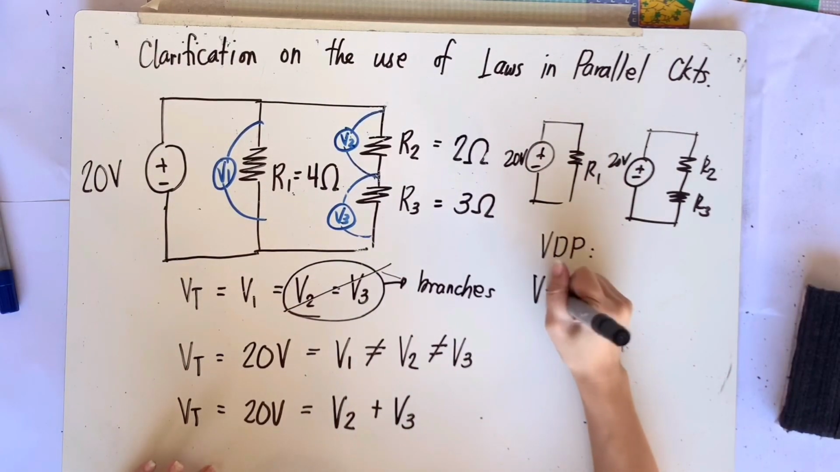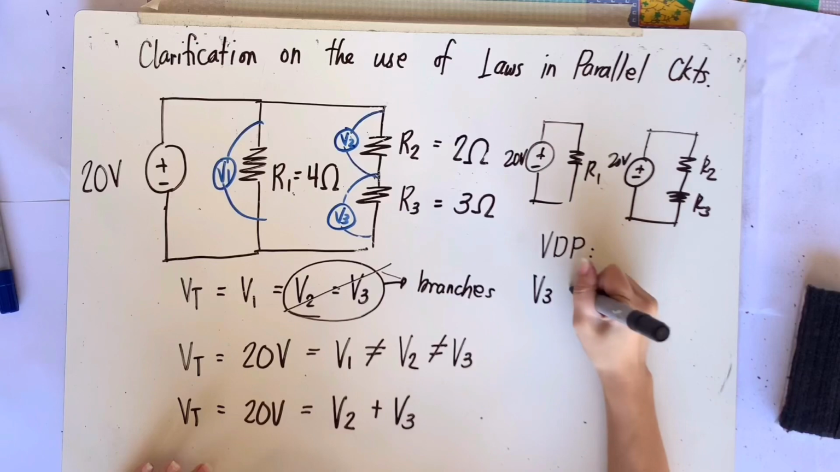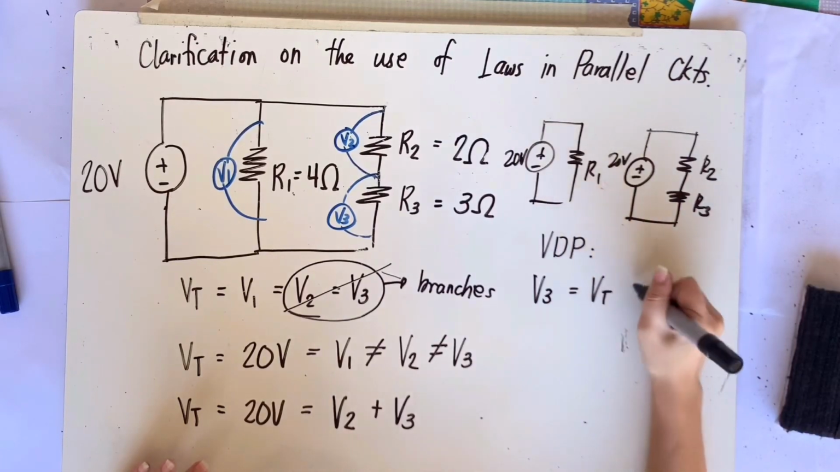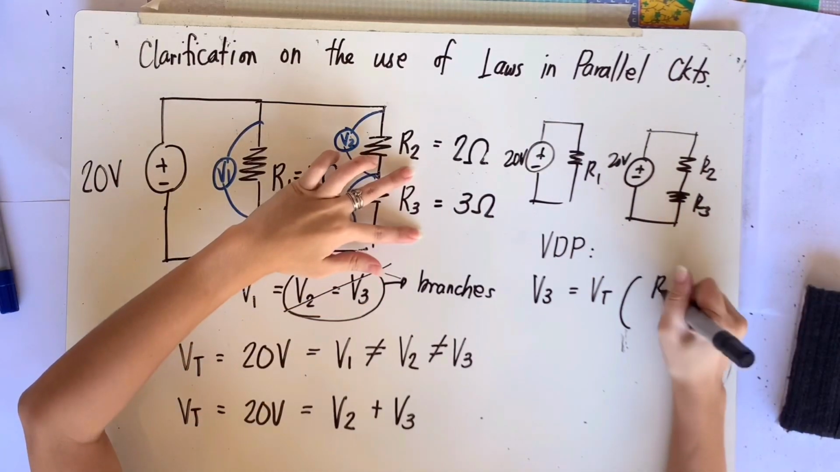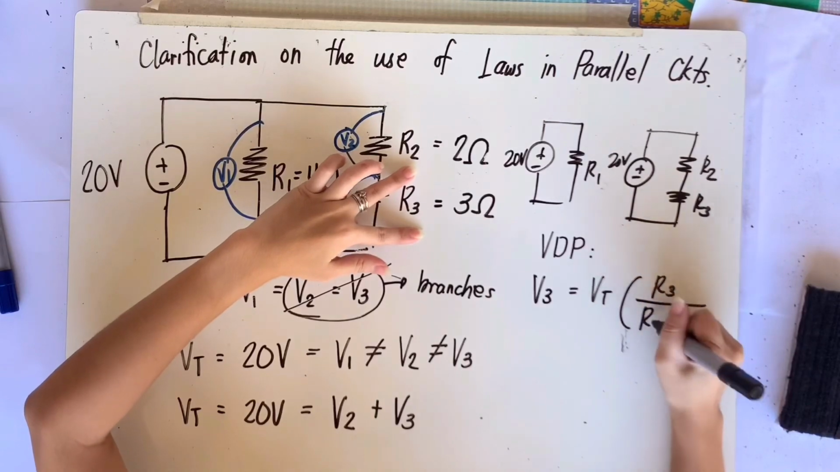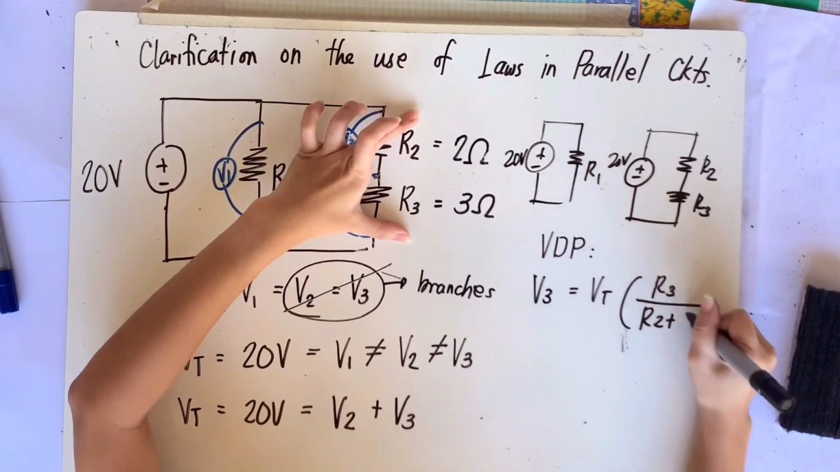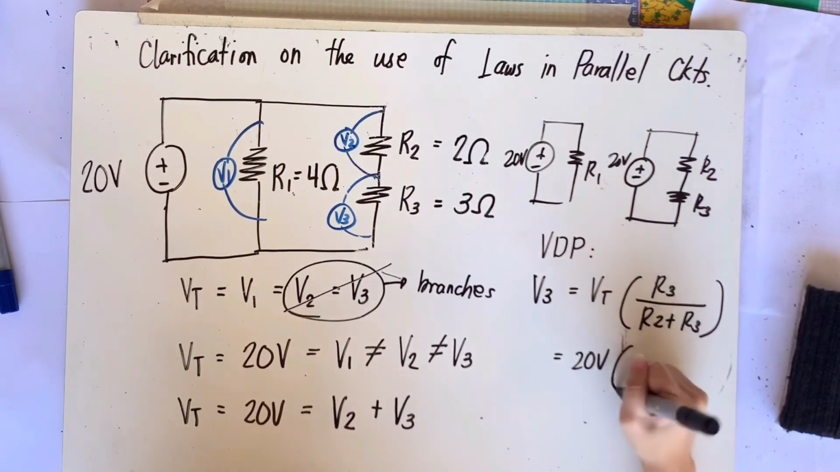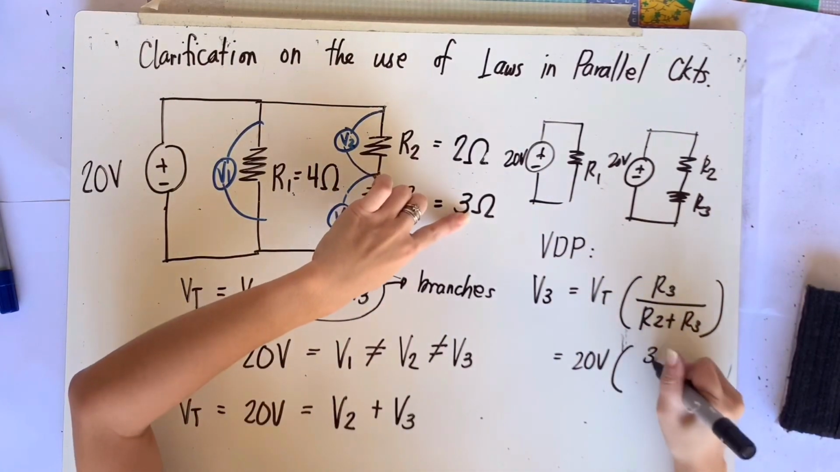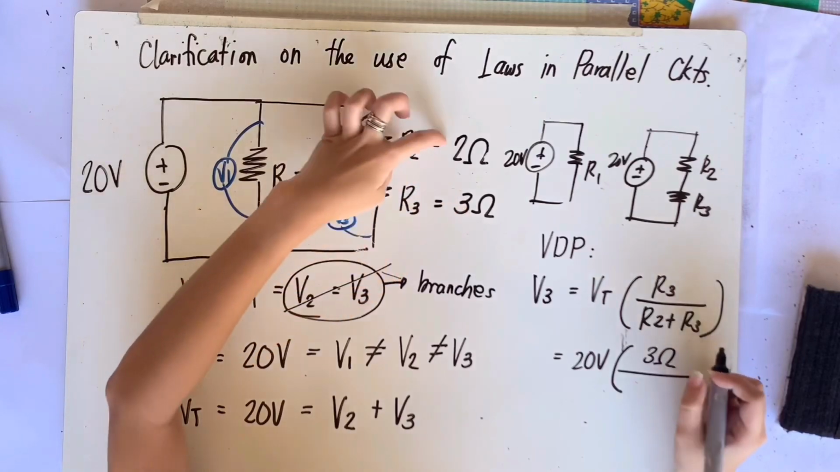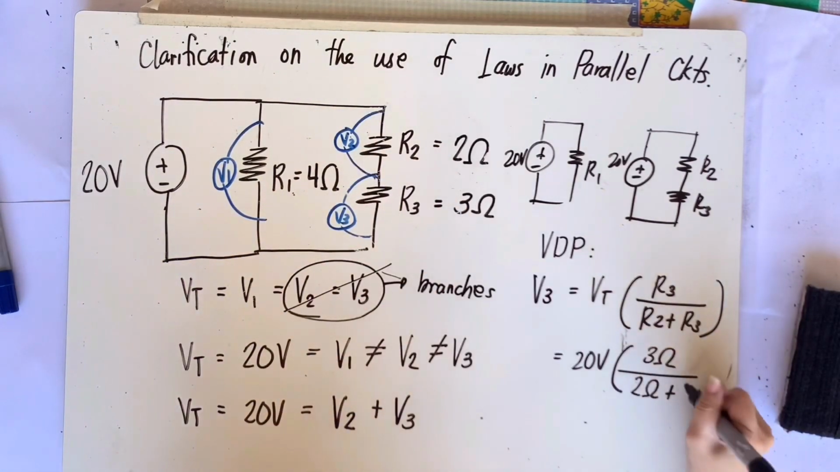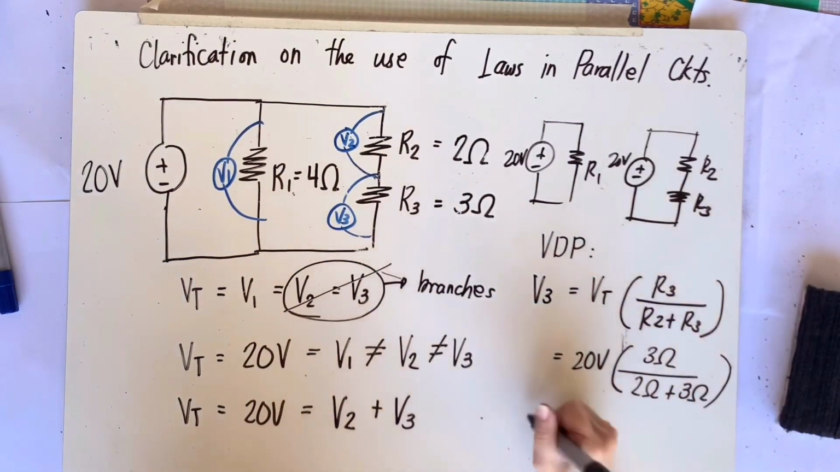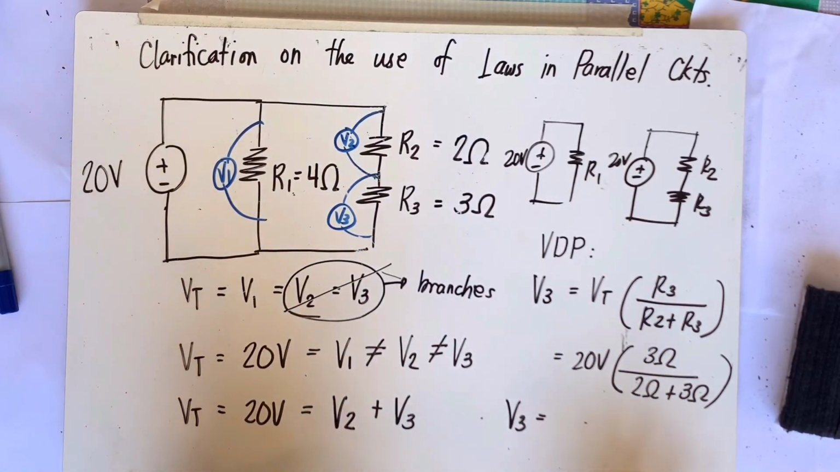Tapos, pwede tayo mag-VDP ulit para naman makuha si V3. So, ang V3 natin would be equivalent to the applied voltage ulit. Kung saan tayo kumukuha ng voltage, that's R3, divided by the sum of the two series resistances, R2 and R3. So, V3 will be equal to 20 volts times what's R3, that's 3 ohms, divided by 2 plus 3 ohms ulit, which is 5 ohms. Makuha natin si V3 ay equal sa, and that is 12 volts.